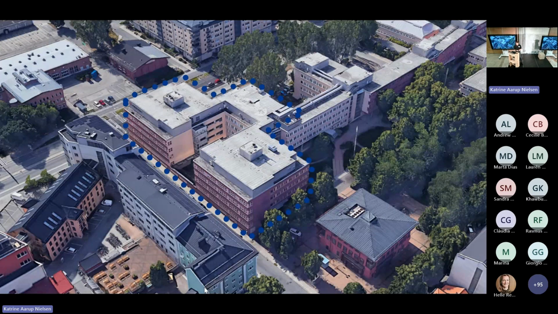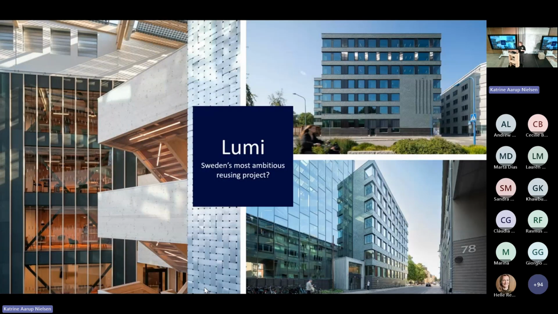But also in this case, we considered and found out that probably the best thing to do was to keep as much of the original structure and instead add 3 stories on top of it, and also develop a new atrium to be able to get a more modern design of the building.